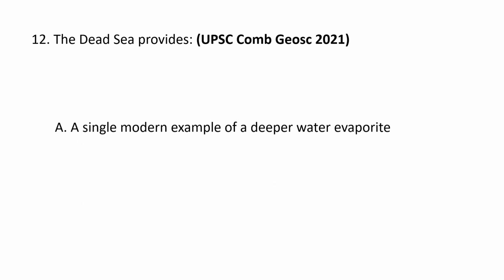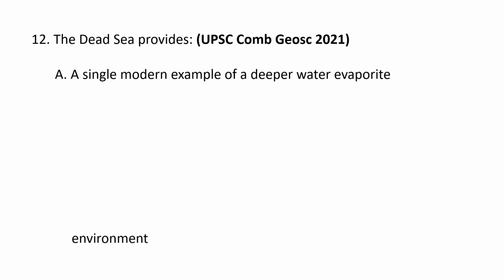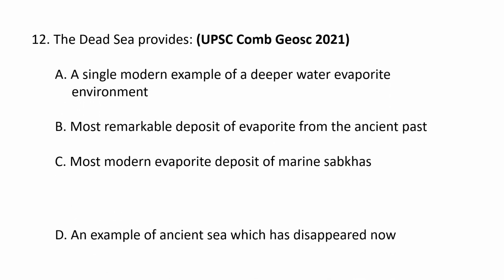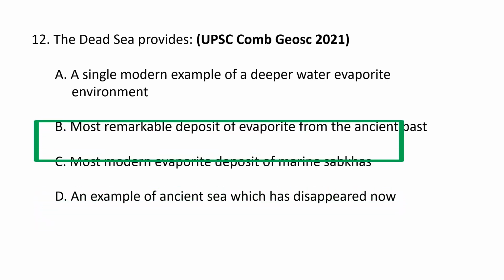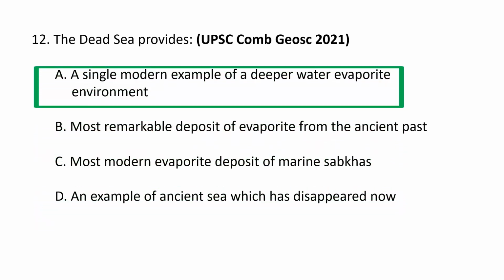Next question. The Dead Sea provides A. a single modern example of a deeper water evaporite, and B. most remarkable deposit of evaporite from the ancient past, and C. most modern evaporite deposit of marine sabkha, and D. it's an example of the ancient sea which has disappeared now. So the Dead Sea provides a single modern example of a deeper water evaporite environment. Examples of modern non-marine depositional environments include Great Salt Lake in Utah and the Dead Sea, which lies between Jordan and Israel.